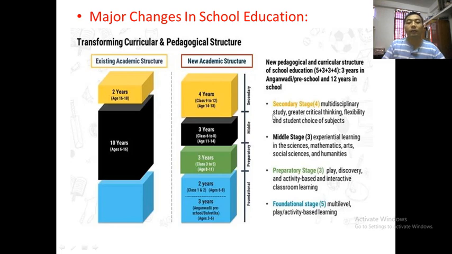secondary stage: multidisciplinary studies, greater critical thinking, flexibility in subjects and student choice of subjects. The major change from class 9 onward is that the student is given flexibility in the subjects they wish to choose. For example, if they are taking science as a major subject, they can take another subject like sports or music as their minor subject. The flexibility of subjects is also introduced from class 9 onward.